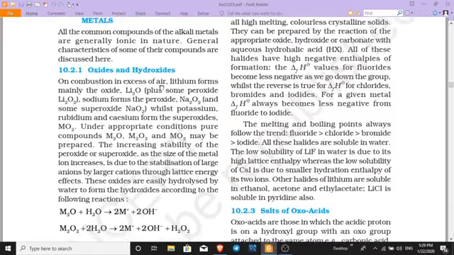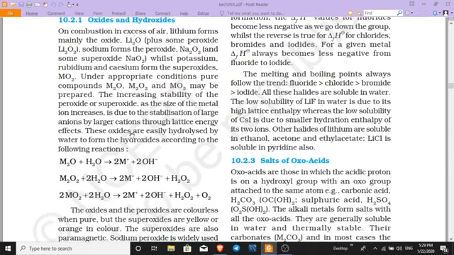On combustion in excess of air, lithium forms mainly the oxide Li2O plus some peroxide Li2O2. Sodium forms peroxide Na2O2 and some superoxide NaO2, whilst potassium, rubidium and cesium form superoxides MO2. Under appropriate conditions, pure compounds M2O, M2O2 and MO2 may be prepared. The increasing stability of peroxide or superoxide as the size of the metal ion increases is due to stabilization of large anions by larger cations through lattice energy effect.